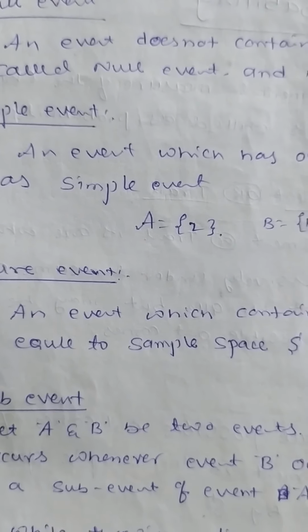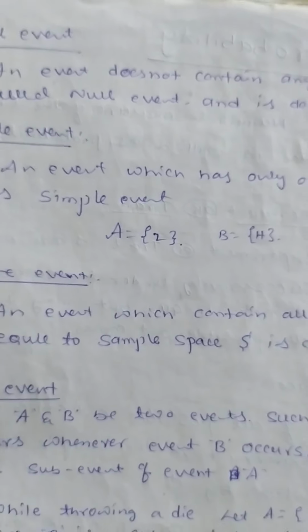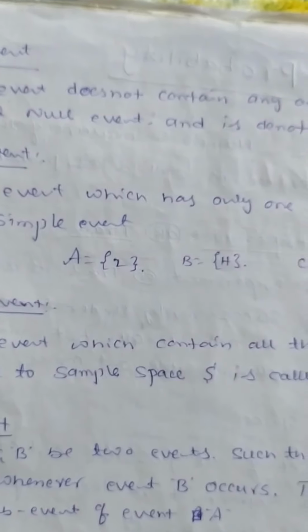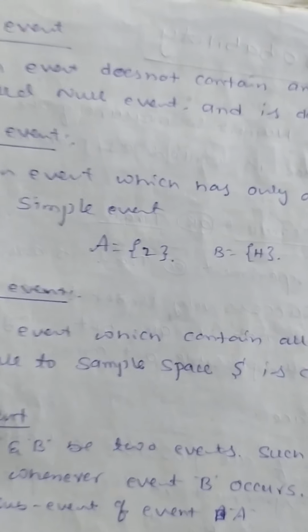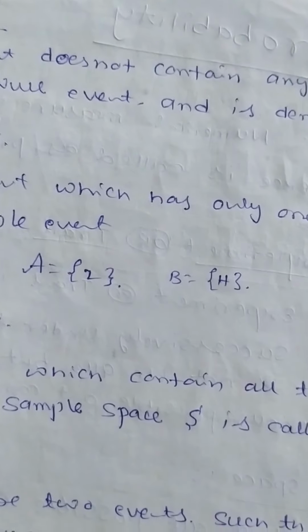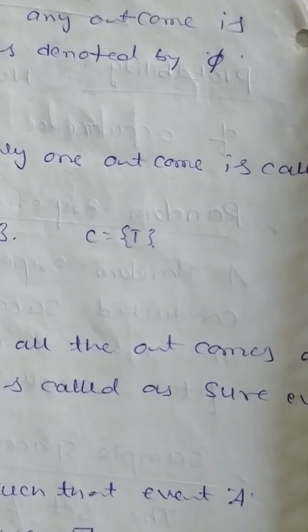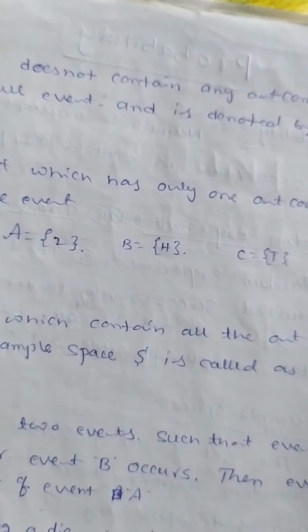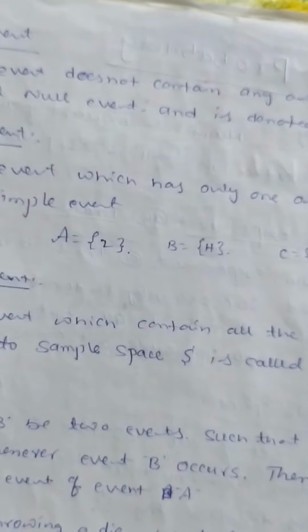Okay. Next, simple event. Simple event means an event which contains only one outcome. Okay, event means subset. An event which contains only one outcome means, say A equal to {2}, only one outcome. B equal to {H}, C equal to {T}. For these three, A, B, C, there is only one outcome each: 2, H, T, etc.